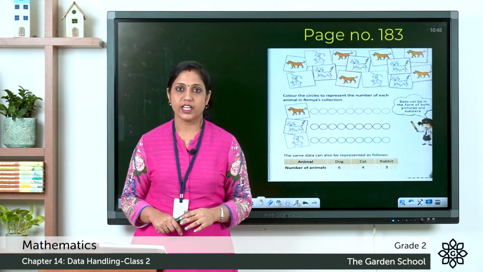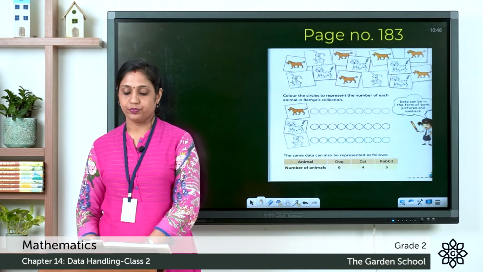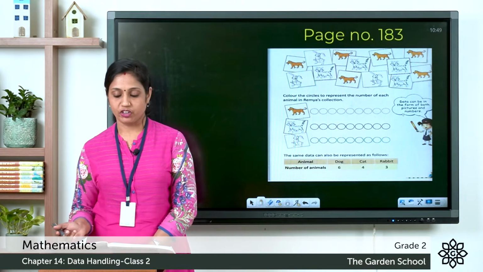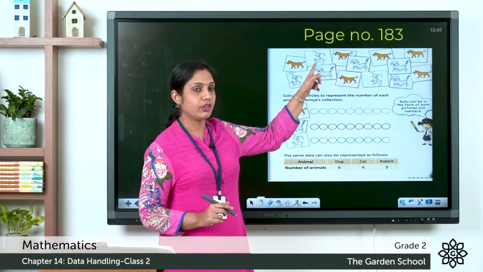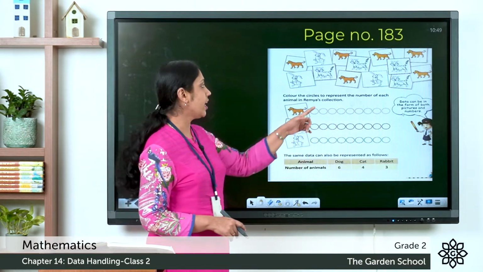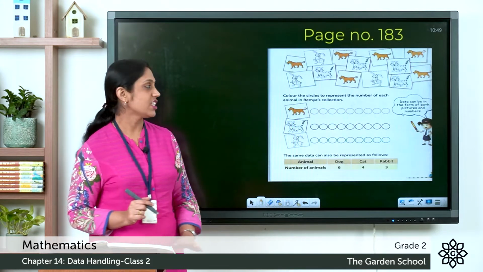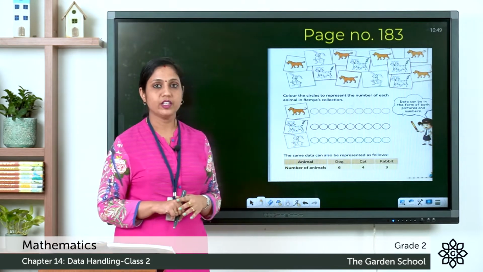Now you can open your textbook, page number 183. So you can see an exercise there. Given below is Ramya's collection of pictures of animals. So you can see pictures of animals given. The next is color the circles to represent the number of each animal in Ramya's collection. So you can see in this picture dog, cat and rabbit given.